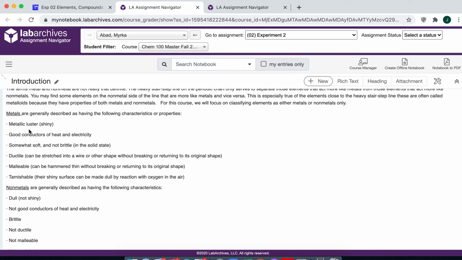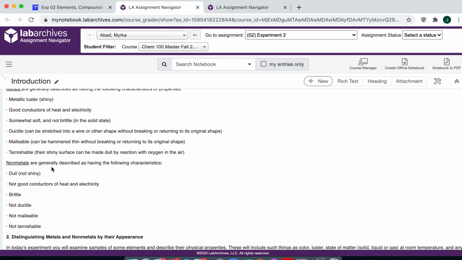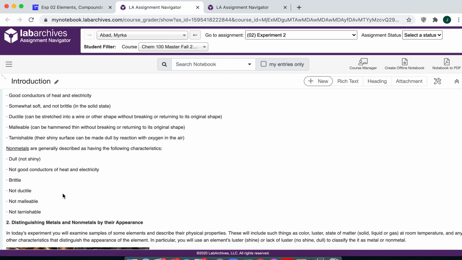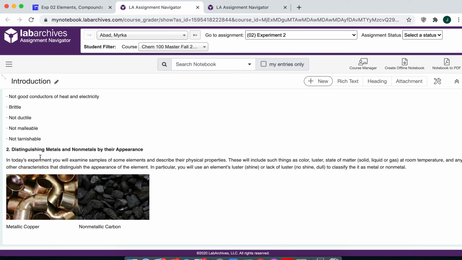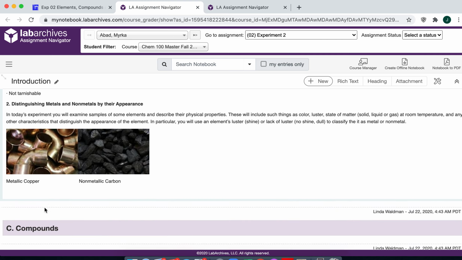So here are properties of metals: metallic luster, good conductor, soft and not brittle, ductile, malleable, tangible, while non-metal elements have opposite properties. They are not good conductors, they are brittle, not ductile, not malleable, not tangible. So distinguish between metals and non-metals by appearance. Most metals look shiny, while most non-metal elements look dull. For example, carbon isn't shiny, it looks dull compared to copper, which looks shiny.